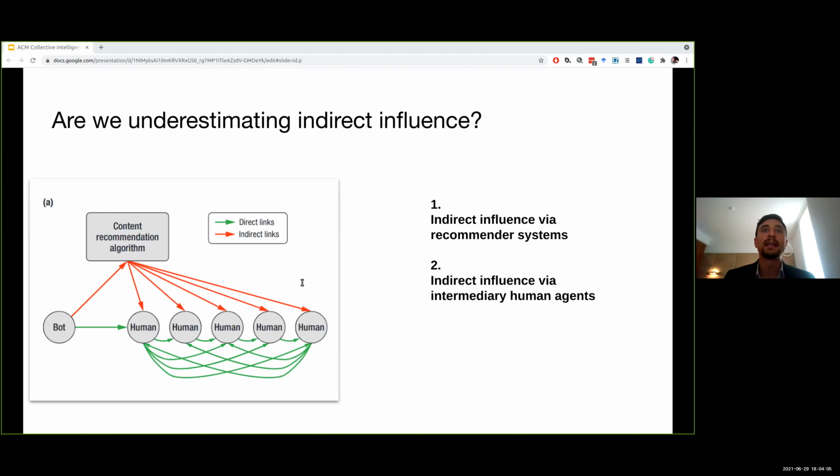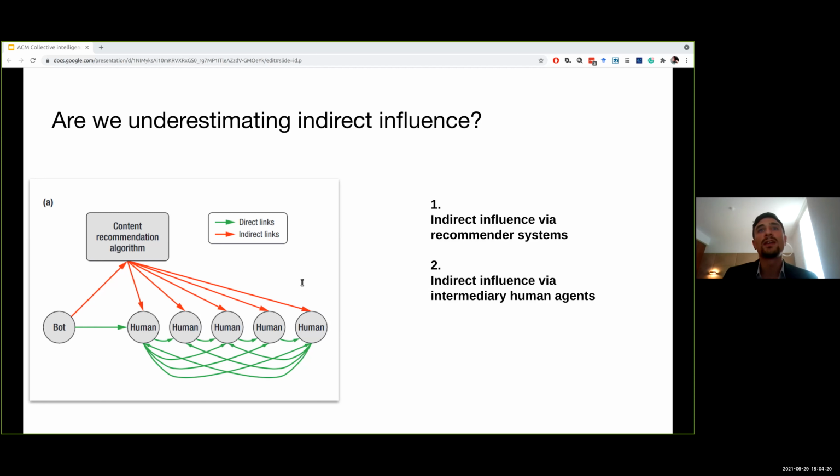So for example, liking a tweet, reposting, leaving a comment, sending a follow request, etc. These are all direct interactions. And these sort of interactions are represented by the green arrows on this figure.